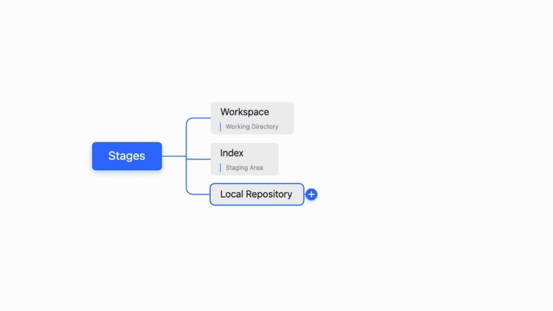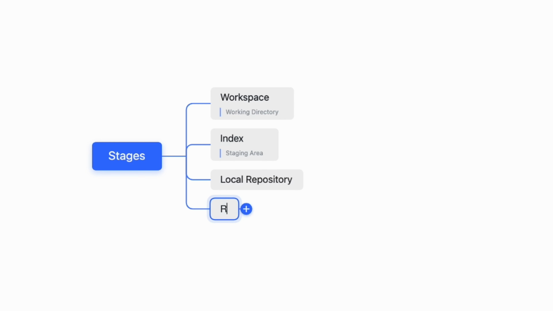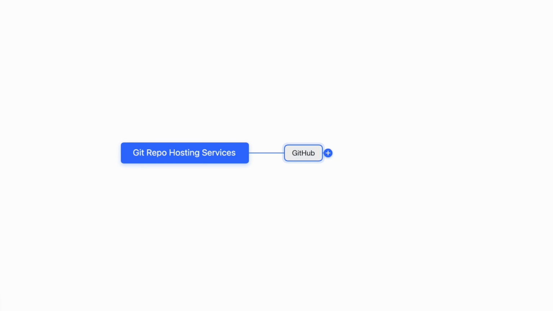The fourth stage is remote repo. Remote repo is just a copy of the local repo hosted on platforms like GitHub. GitHub is not the only hosting service. There are plenty of platforms such as GitLab, Bitbucket, Azure DevOps, etc. They all host remote Git repos and have their own unique features. GitHub is just the largest platform.